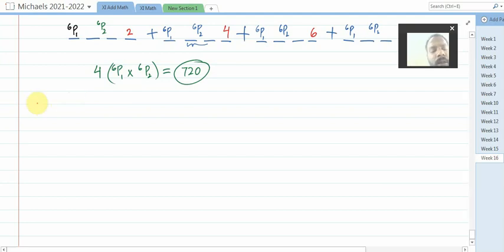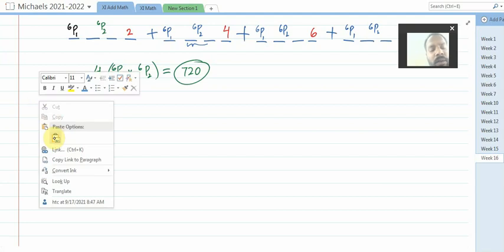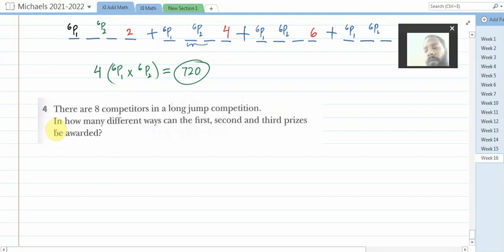And for your homework, you need to attempt question number 4, right? It's an easy question. It says that there are 8 competitors in a long jump competition. In how many different ways can the first, second, and third prizes be awarded? Now this thing matters most because it defines the arrangement. It defines that there is a specific order. Okay? The order for the first, second, and third defines that this question belongs to permutation. So you need to give it a try by yourself.